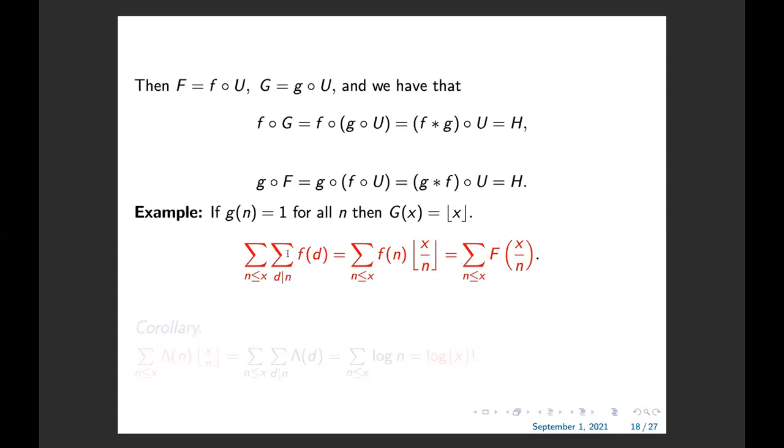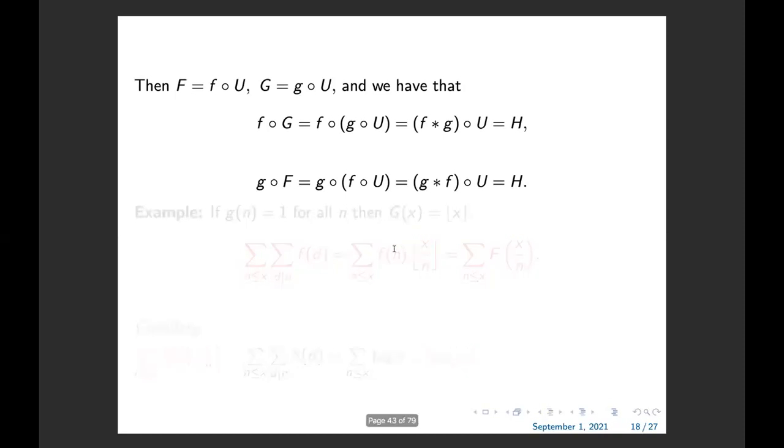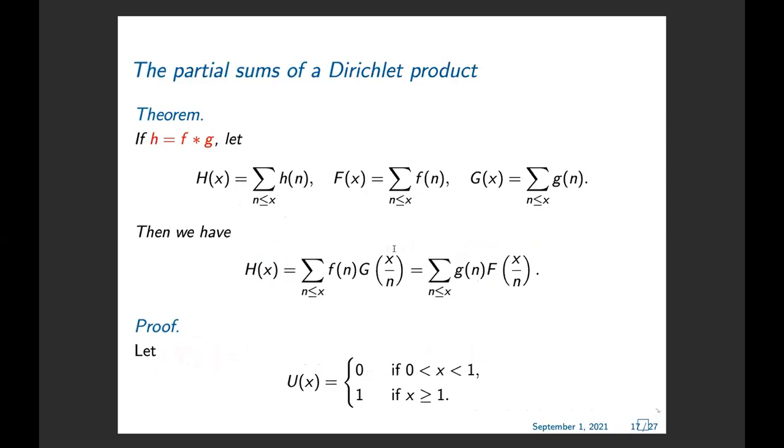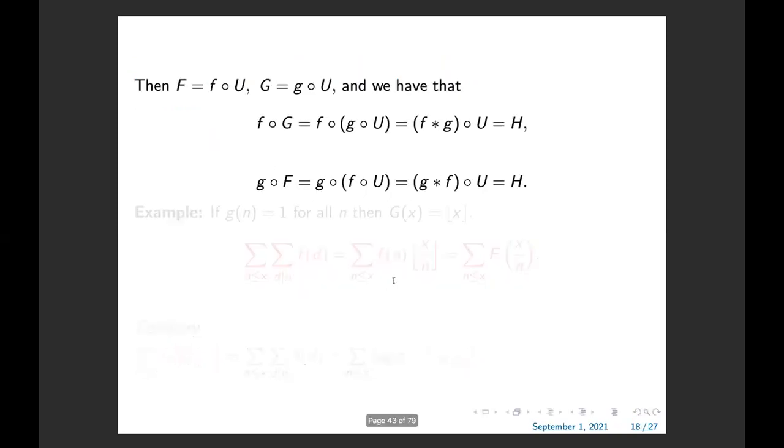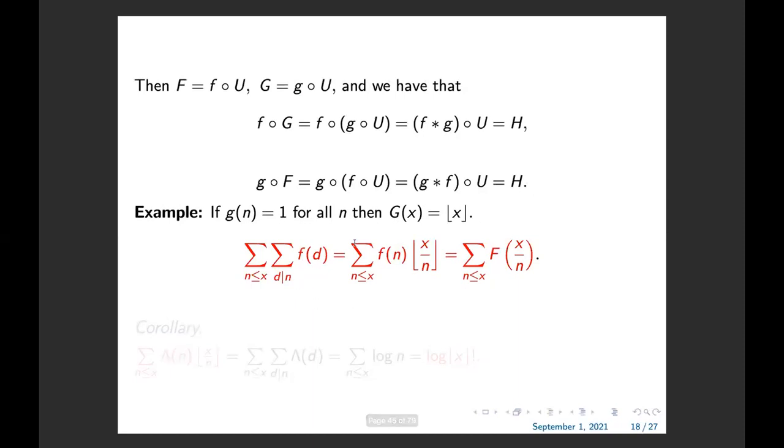That means if f is any arithmetical function, then this double sum becomes this single sum. This is clearly seen from the previous identity here. Here g of n is 1, right? And capital G would be the floor of x. So from here we have this identity.